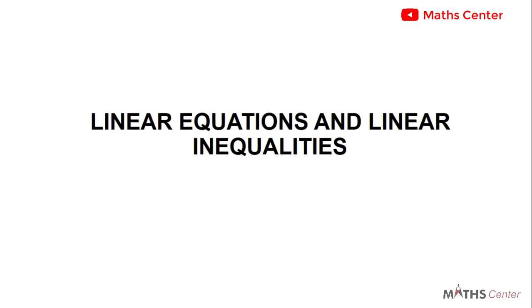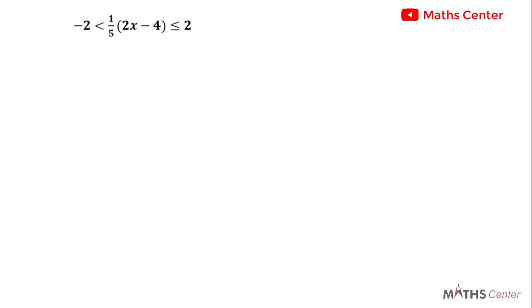We are still on the topic linear inequalities. In the previous video, we considered an example on solving the fifth type of linear inequalities. In this video, we are going to consider another example. So let's look at the example we'll be considering in this video. We have -2 is less than 1/5 into bracket 2x minus 4, less than or equal to 2. So how do we solve this?